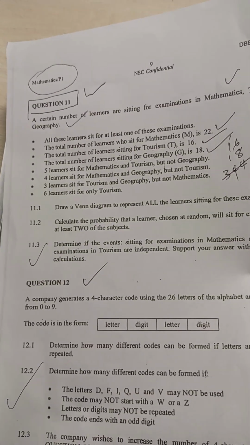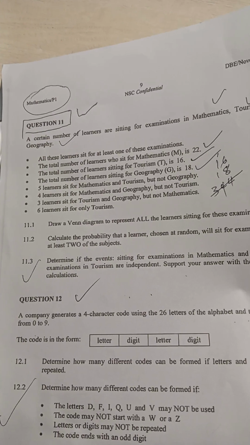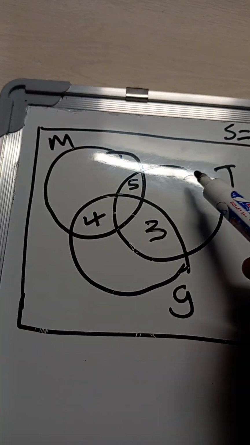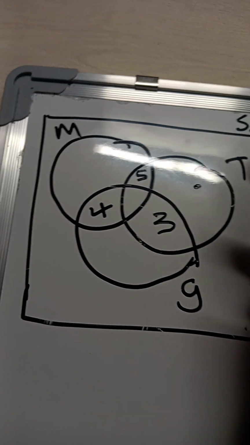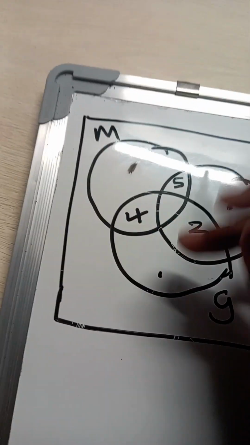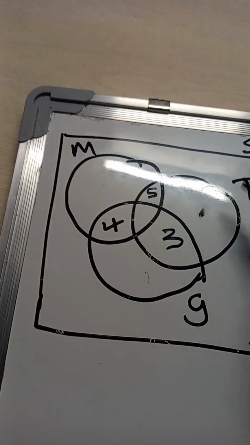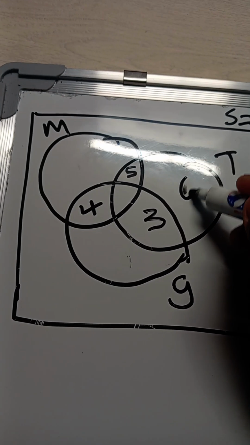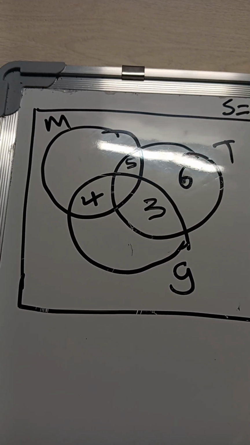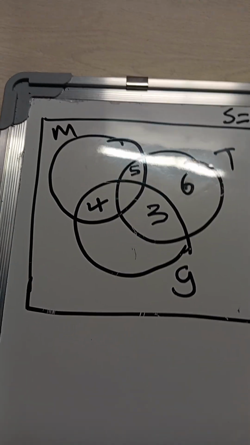And then 6 learners sit only for tourism. Sit for tourism only. You must understand that now. This part here, it is tourism only. This part, it is geography only. This part, it is mathematics only. Do you get what I'm trying to say? So don't confuse yourself. So this means that now here I have 6.